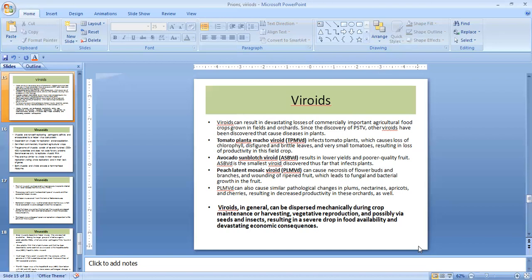So we can say viroids in general can be dispersed mechanically during crop maintenance or harvesting, vegetative reproduction, and possibly via seeds and insects, resulting in a severe drop in fruit availability and devastating economic consequences. So there are different ways in which viroids can be spread. That can be by means of vegetative reproduction, or through seeds or insects, etc., or through infected knives used for cutting fruits, etc.